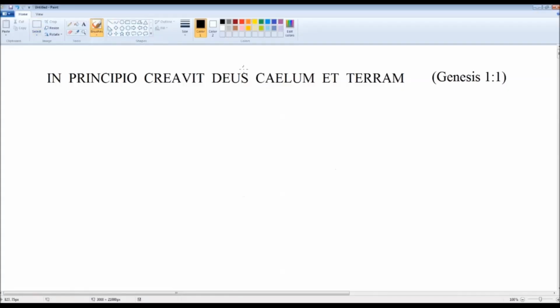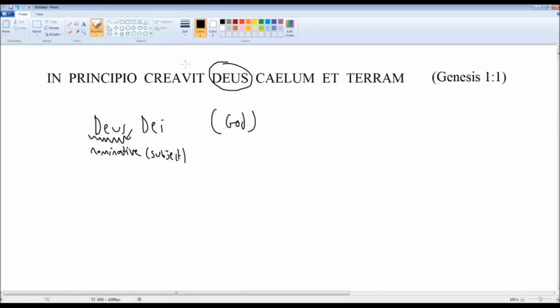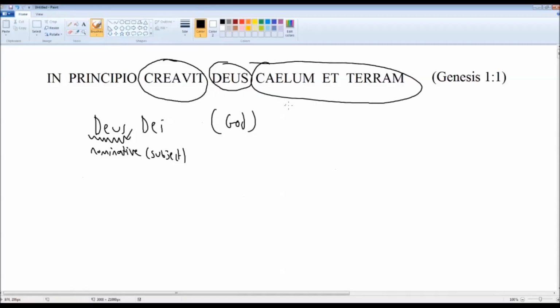All right, next up, we have Deus. This means God. But as I mentioned before, the first term, when you look it up in the dictionary, this is the nominative. And you use the nominative when it's the subject of the sentence. So who's doing the action, okay? So God is the subject of the action, creating is the action, it's the verb, and then heaven and earth are going to be the direct object of the action. Okay? We'll get to that later, okay?